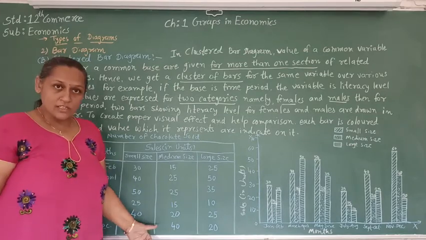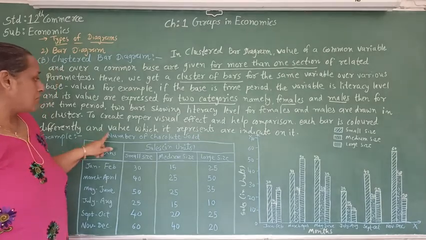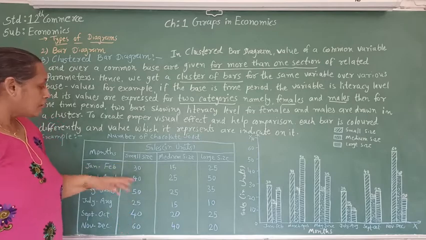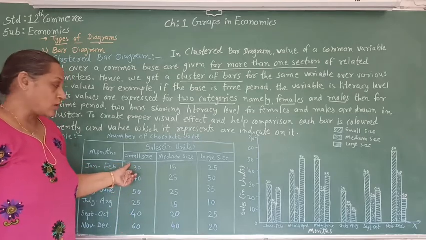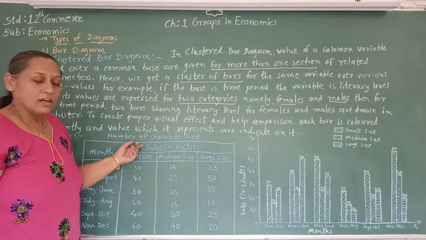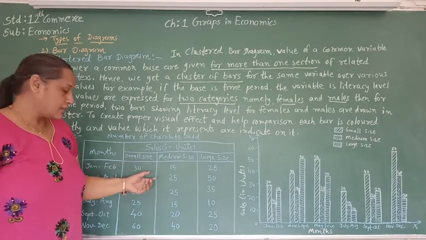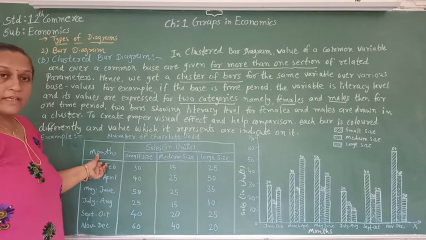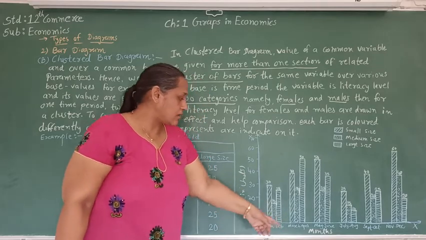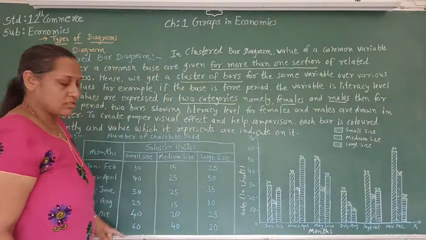Let's try to understand the same with the help of an example. Here is a hypothetical example where the number of chocolates sold in a particular month is given to us, and the size is in a unit, but the sizes of the chocolates are different. That is, small size, medium size and large size chocolates are given to us. Here we can see that size in a unit has three different variables, so we have to take it for the cluster bar diagram. Month, as it is a time period, will be shown on the x-axis. Here we have shown the month on the x-axis and size in a unit will be on the y-axis, which we have also drawn.